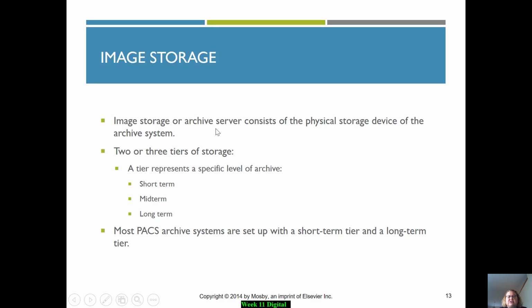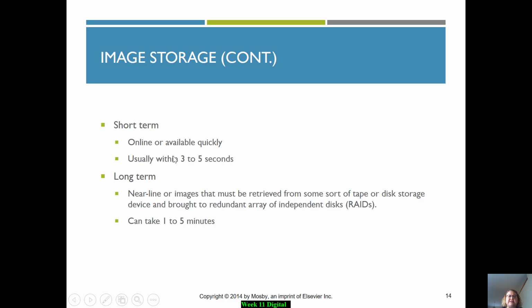That image storage or archive server is going to consist of physical storage device space. Most of those will have a tier. You're going to have a short-term, a mid-term, and a long-term storage area, and that archive system is going to have a backup tier. Short term just means that it's usually available in 3 to 5 seconds. So if you're at your computer and you've just taken your image, it's going to pop up and it's going to store it for 3 to 5 seconds. Midterm range is you can still access that file and pull it up after you've taken your image. Long term is when it gets sent off to the radiologist. Now it's going to get stored into long term, and that can usually take up to 1 to 5 minutes.